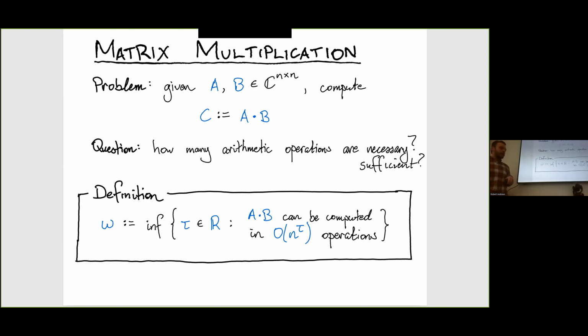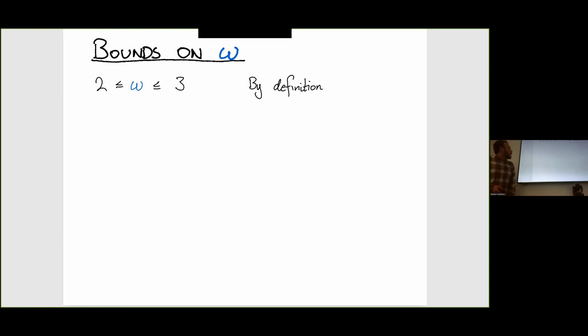So what do we know about omega? What do we know about matrix multiplication? Well, we have some bounds on it. So the obvious bounds are it's between 2 and 3. It should be at least 2 because you need to write down the output. And it's at most 3 because you can just use the definition of matrix multiplication, and that gives you an n cubed time algorithm.